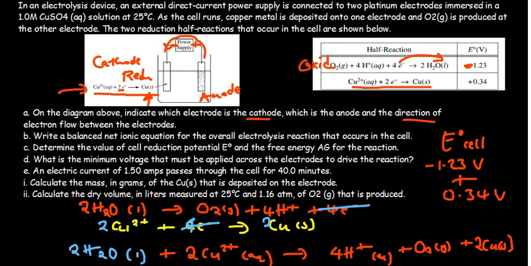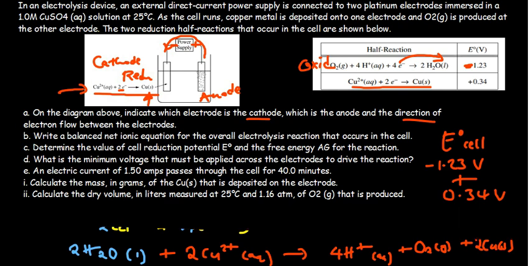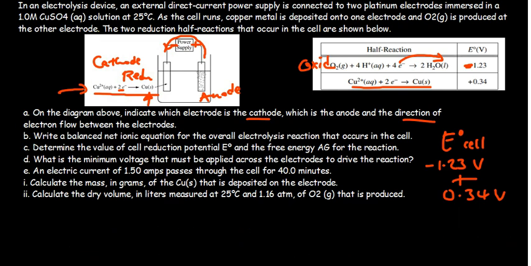What answer do you expect to get there? Negative 1.23 plus 0.34 volts, the value is negative 0.89 volts. So a negative value shouldn't be a surprise because this is an electrolytic cell. In an electrolytic cell, we have a negative value of the cell potential.